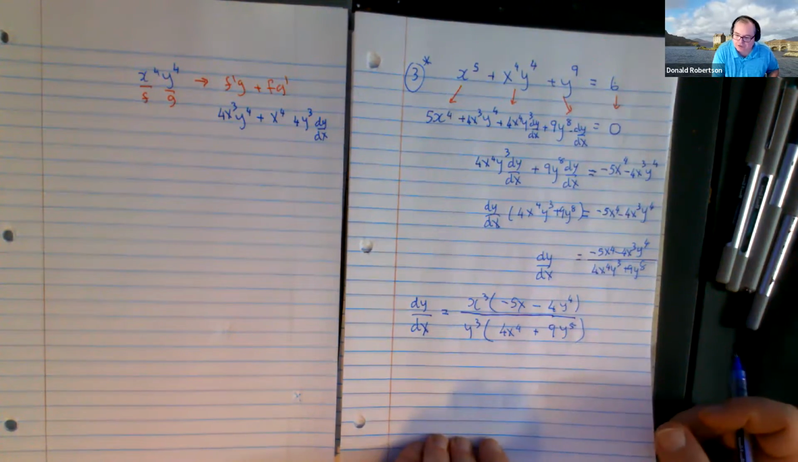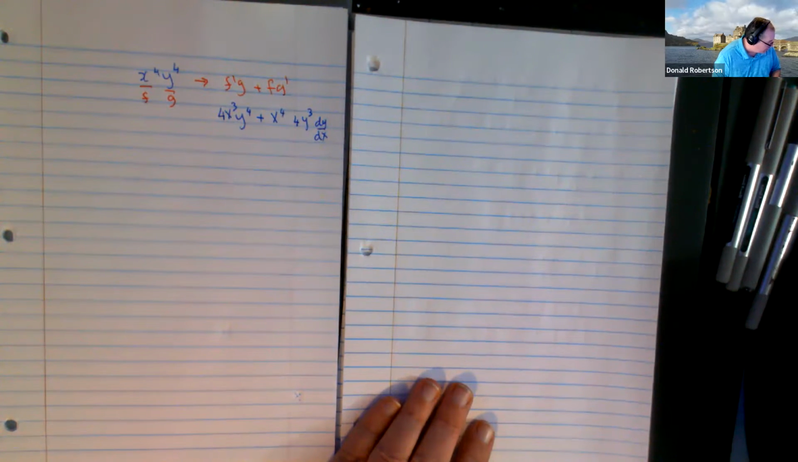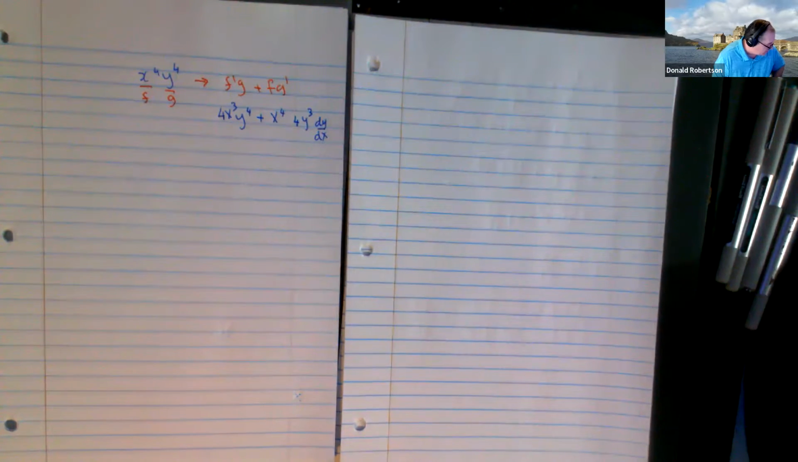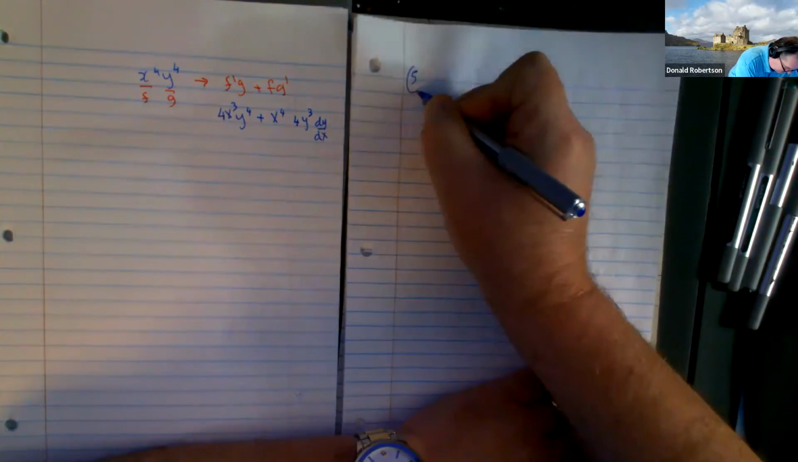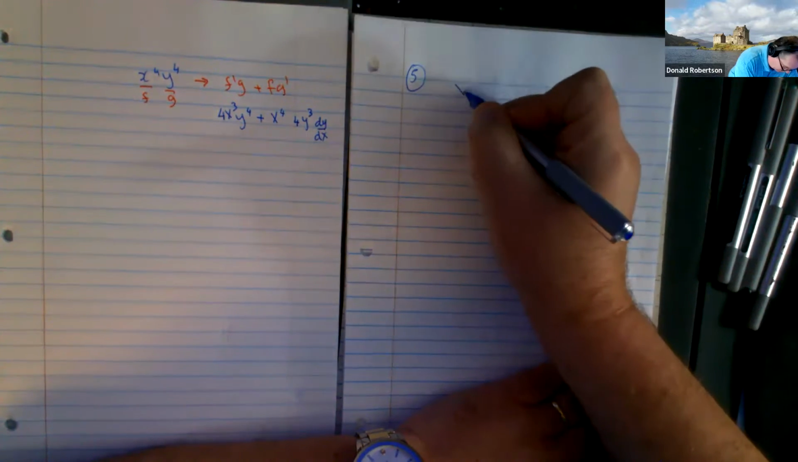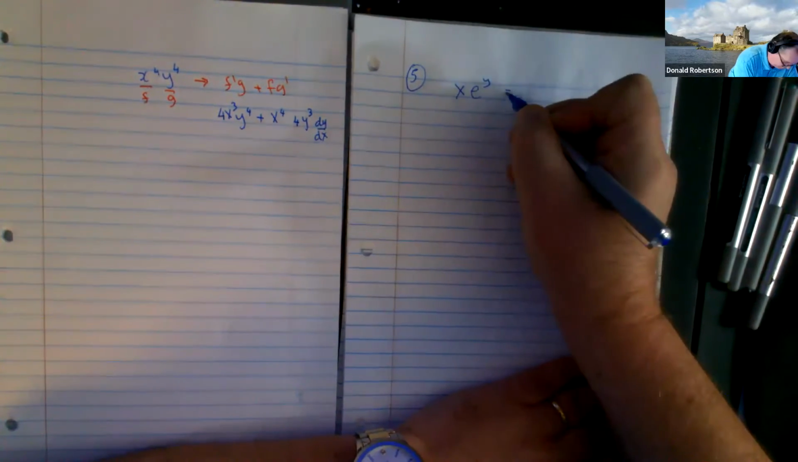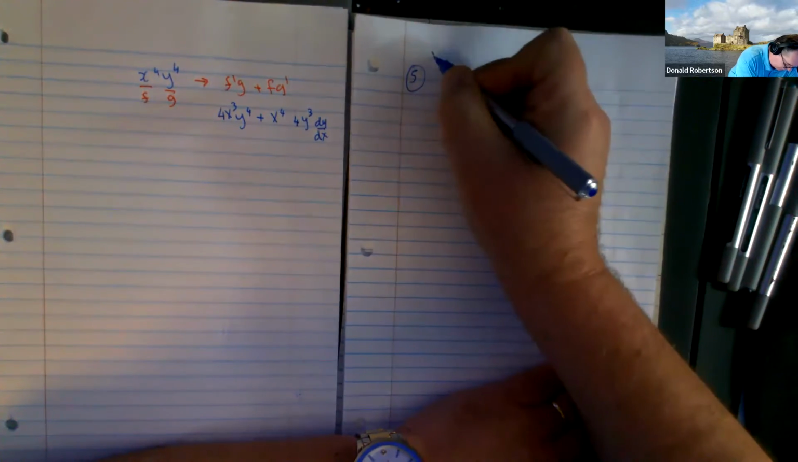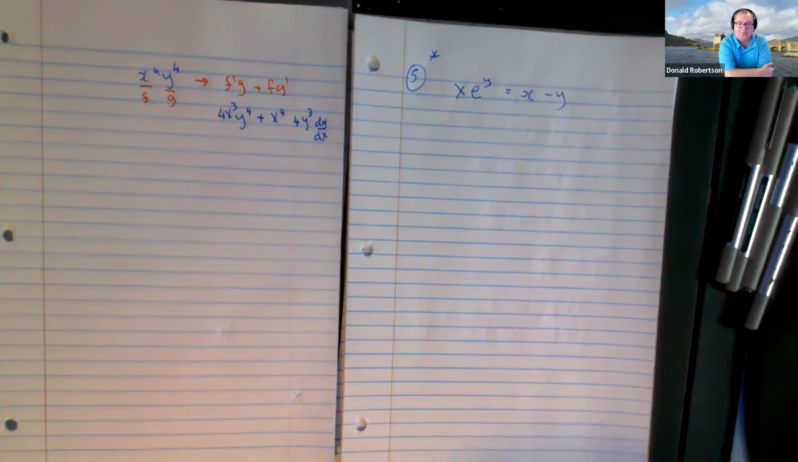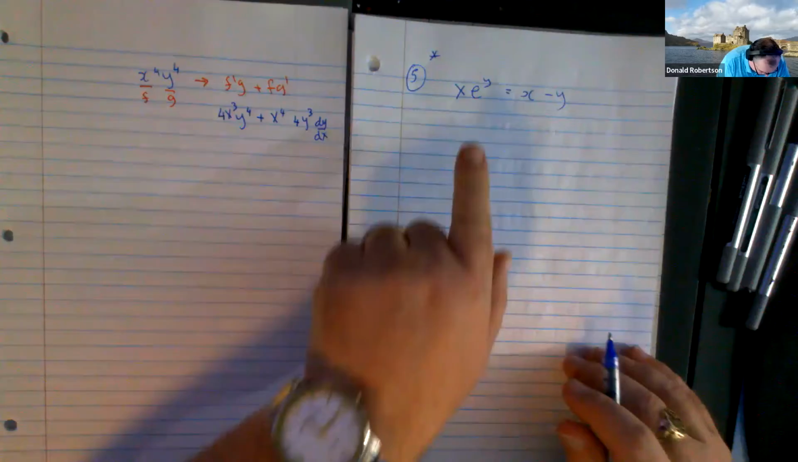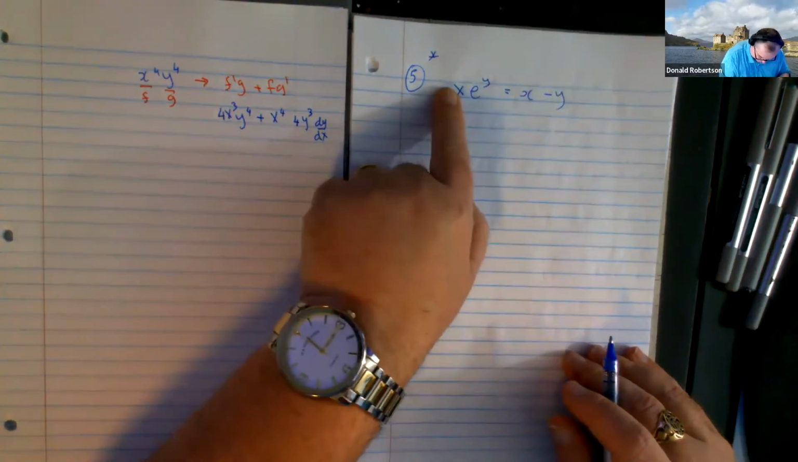Are we good? Any questions? We're sticking right now to polynomials, right? Powers of x and y. So we need to move on and try something that's not a polynomial. So here's a version of question 5. Differentiate everybody with respect to x.